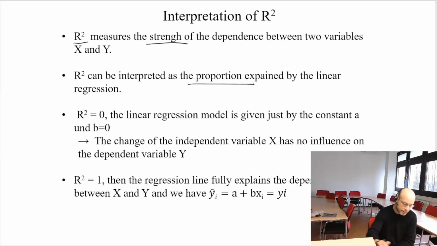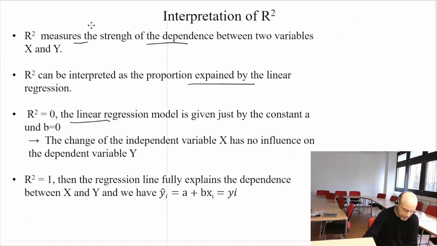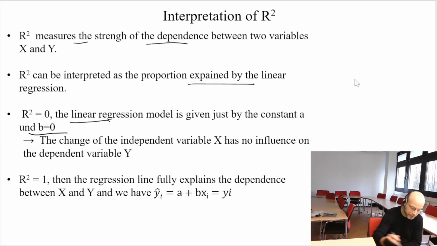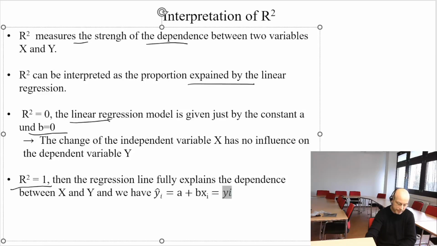And then, of course, we can say that if we have an r squared of 0, this would mean that also our slope of the regression line has to be 0, and therefore we have no influence between our two variables. Because if we have 0 times x, then nothing happens to y, and if we have r squared equals 1, then of course all our data points are lying on our regression line.